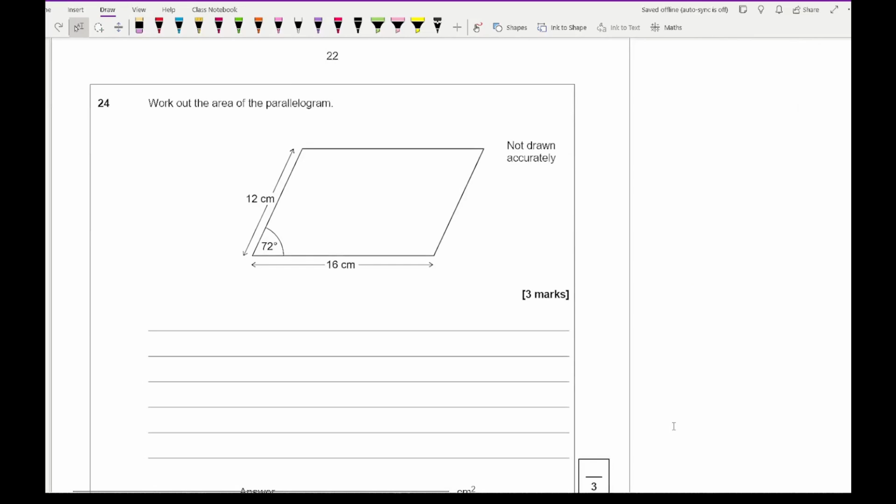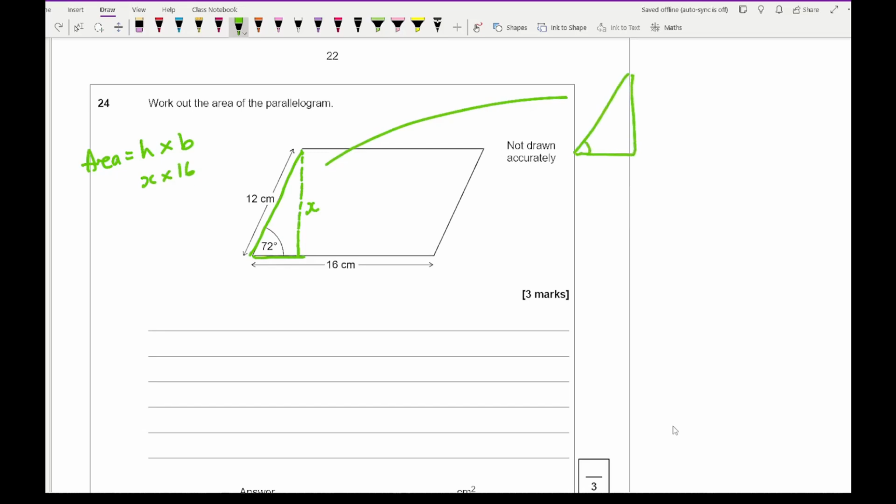Then moving on to question 24, it says work out the area of the parallelogram. Well, to work out the area, it's basically the height times the base. So first things first, I need to work out what that length there is going to be. Now if I start by just taking that triangle out and label this length that I want as x, so in other words it's going to be x times 16, but if I take that triangle out I get 72, that's 12, and that's x.